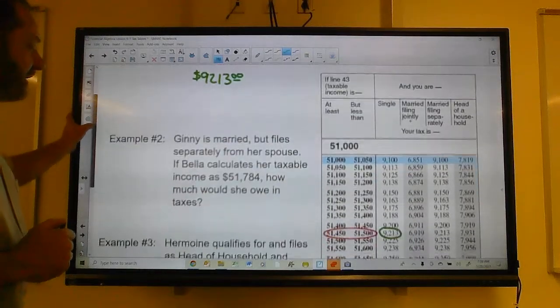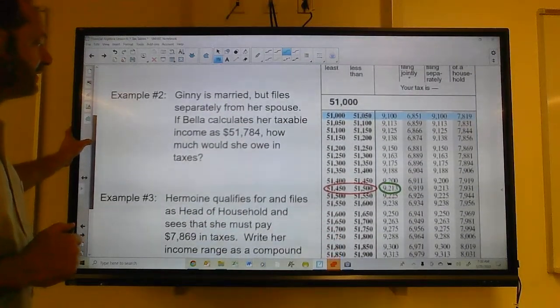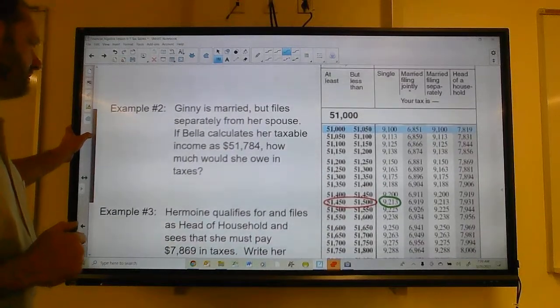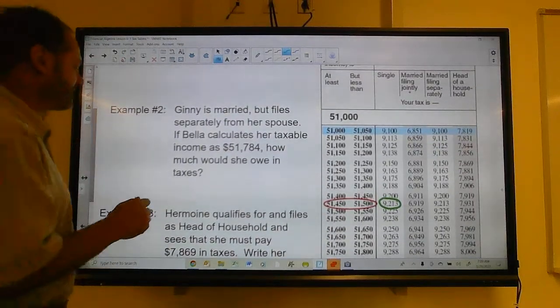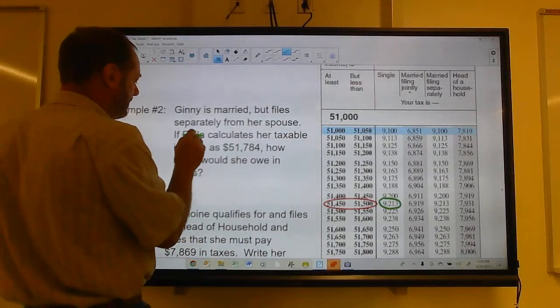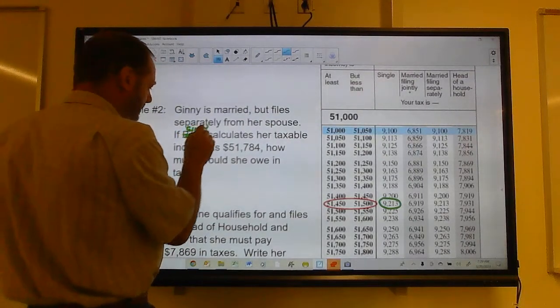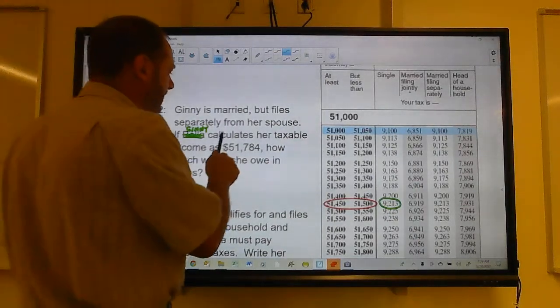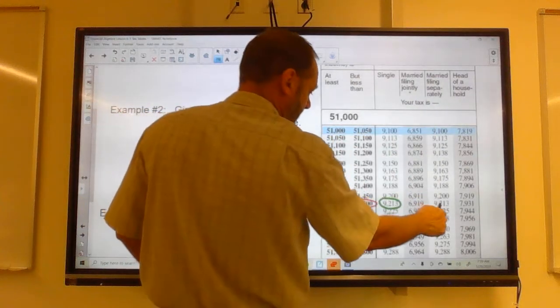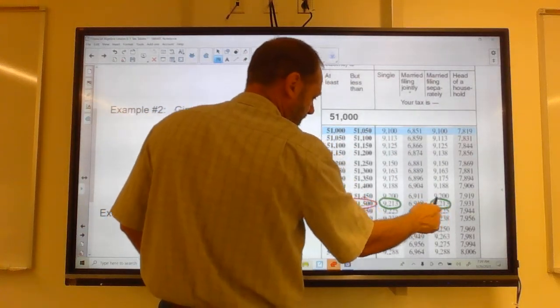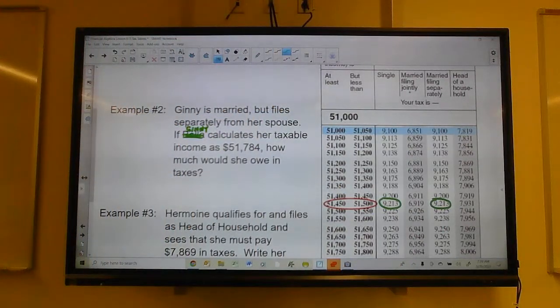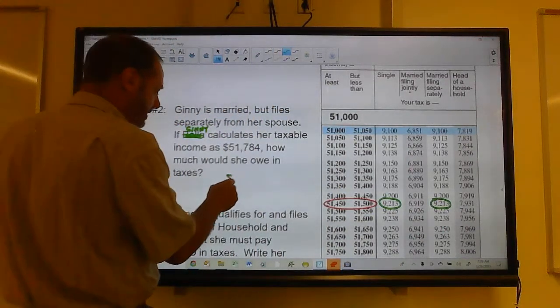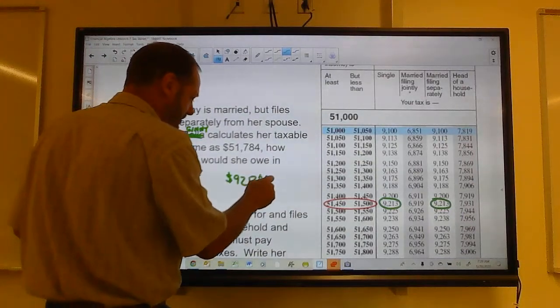Okay, so then Jenny is married but files separately from her spouse. I think this is supposed to say not Bella, but Jenny. Okay. If Jenny calculates her taxable income at $51,784, how much would she owe in taxes? So she's married and filing separately. That's the third column. So that would be the same as if she was single. So that would be $9,213.